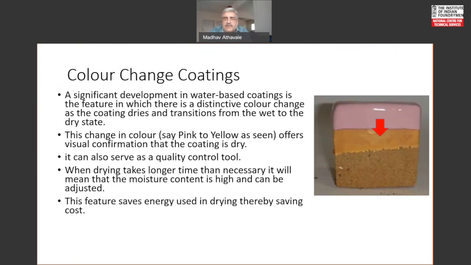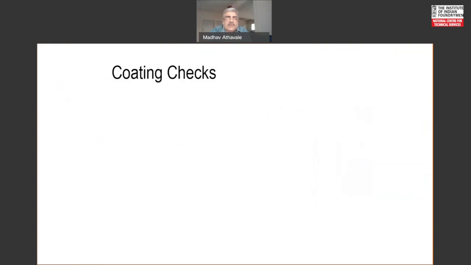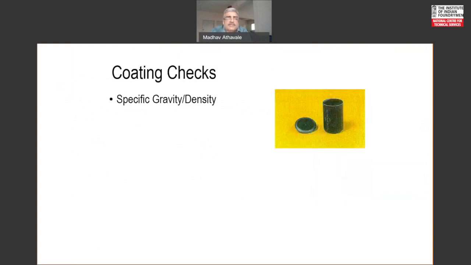It will also help in conserving the energy. Now, a few quick slides on coating checks. Specific gravity or density, and you can use this density cup for measurement.